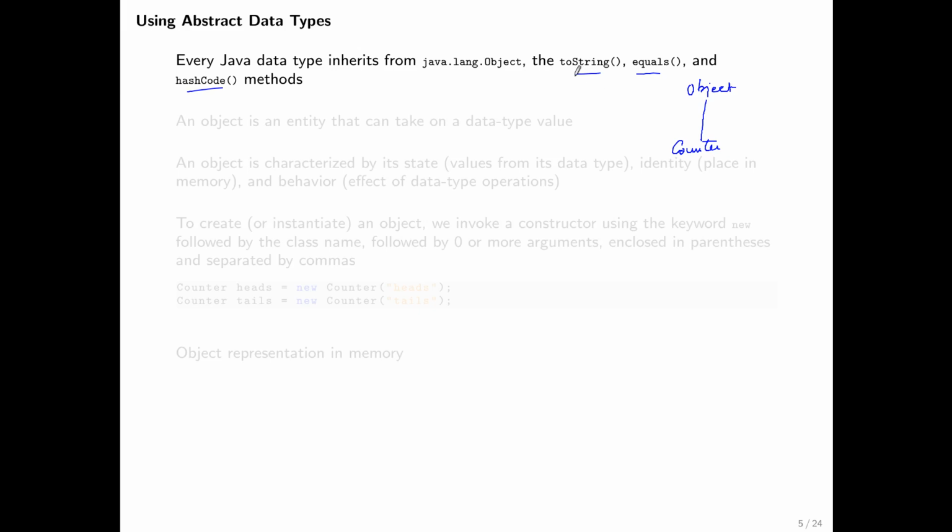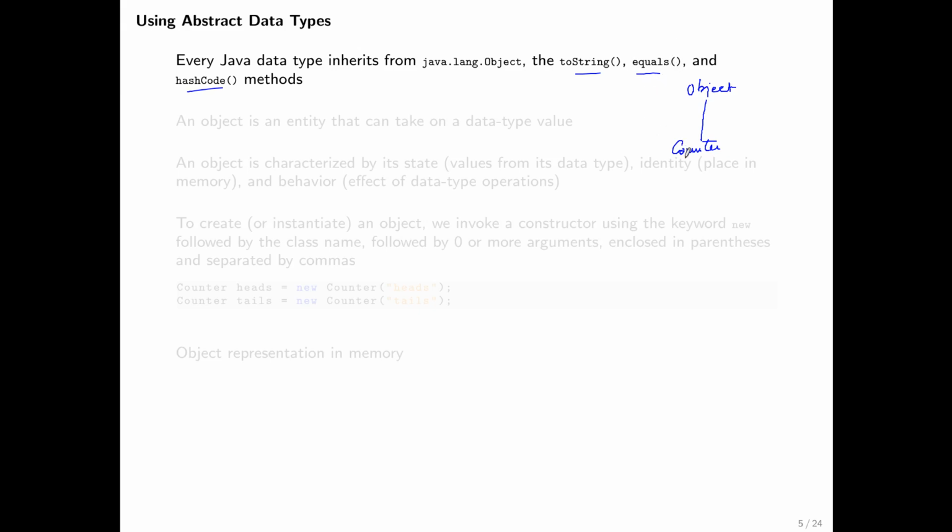Now you can choose to re-implement these methods inside of your data type the way you want, which is what you typically do. For example, if you want the string representation of an object of a type that you are implementing, you would implement the toString method. In other words, you would override the toString method, and then if you want to compare two objects of your data type, then you would override the equals method from the Object data type.